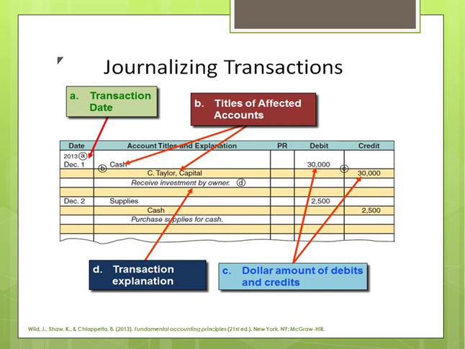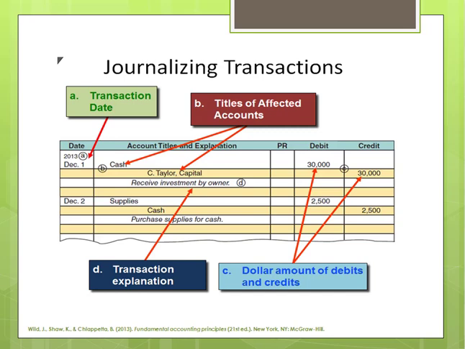However, once we've determined the account that needs to be debited and the account that needs to be credited, at that point we're ready to actually make a journal entry. And that's what you see here on the screen. You see two examples of journal entries.